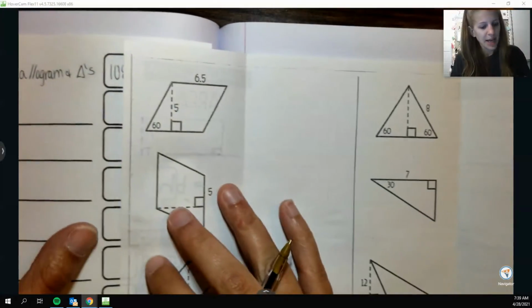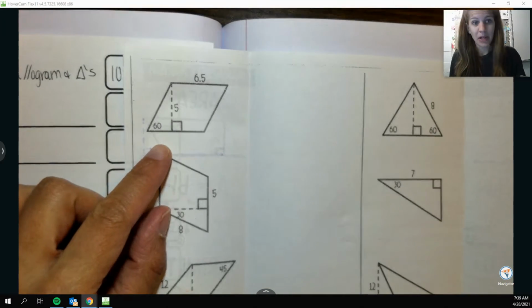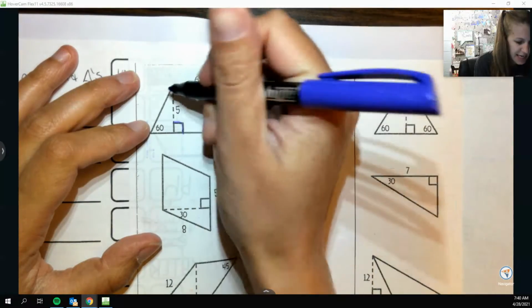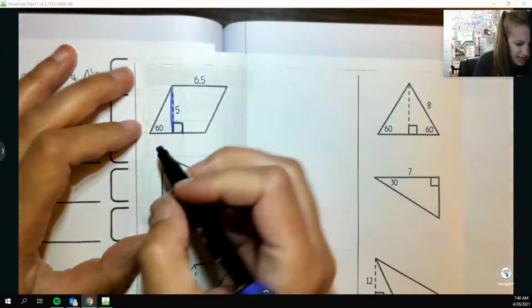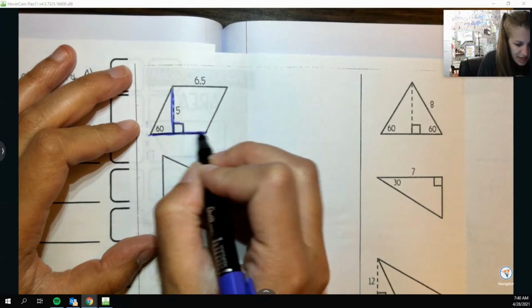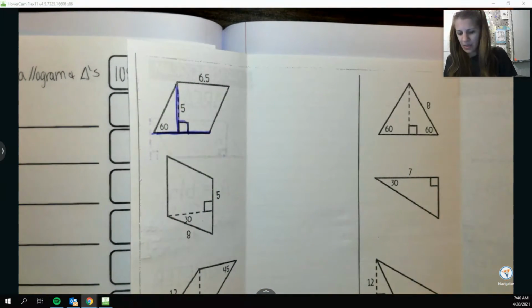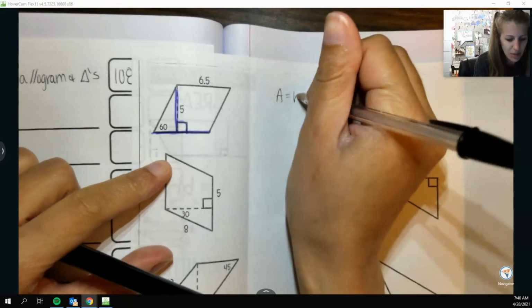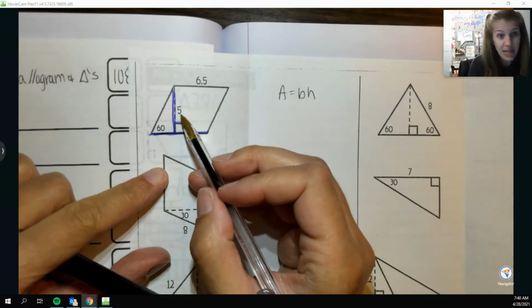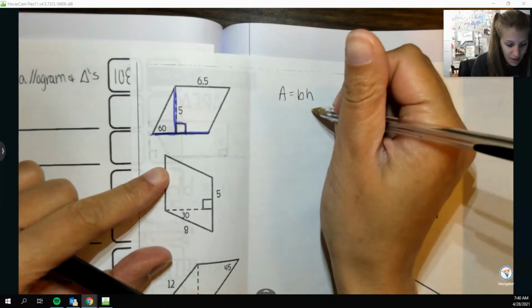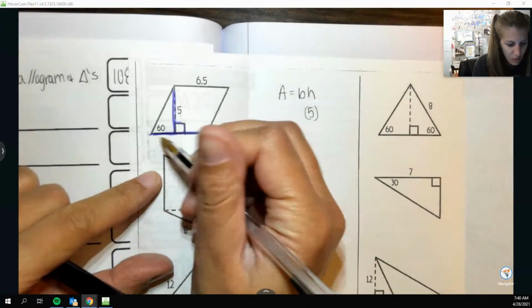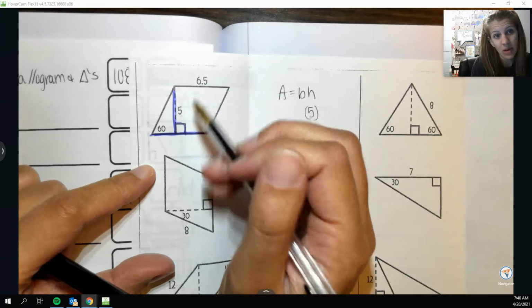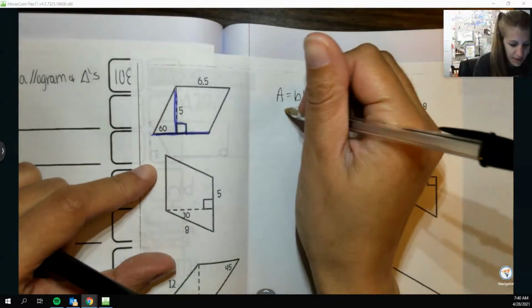So if we open this up, taking a look at this parallelogram right here, I find the 90 and this side and that side are touching. And it almost seems like I don't have enough information here. So we're going to do area equals base times height. Because I can see that the height is 5. But then what's the base? Well, in a parallelogram, opposite sides are the same. So your base is just 6.5.